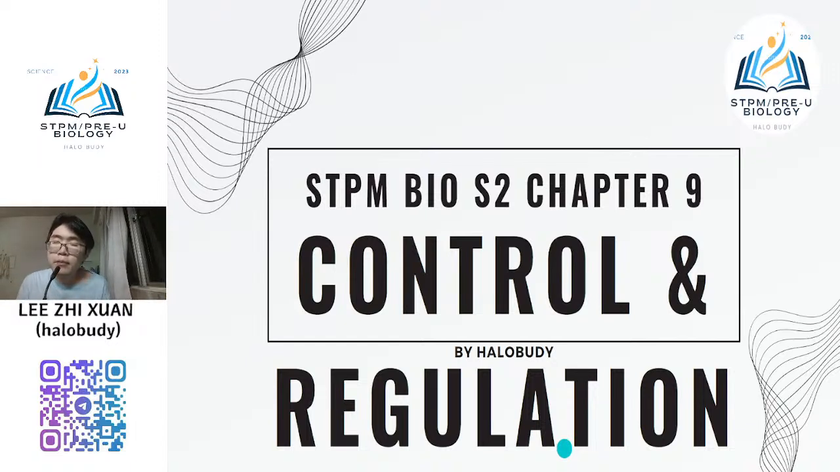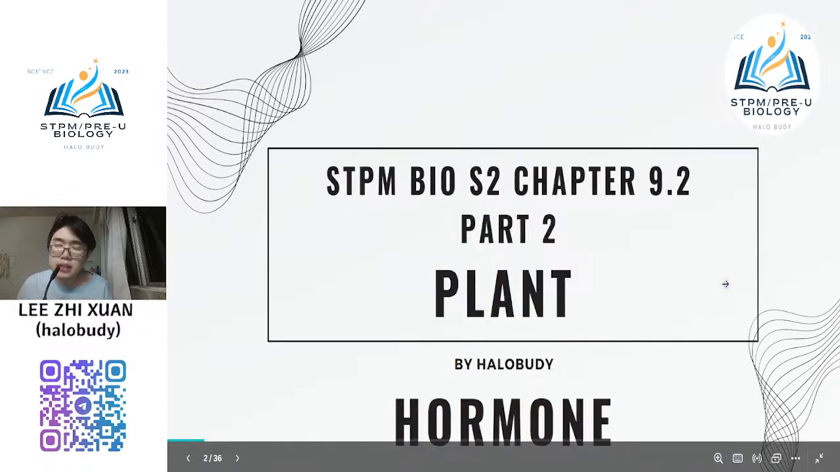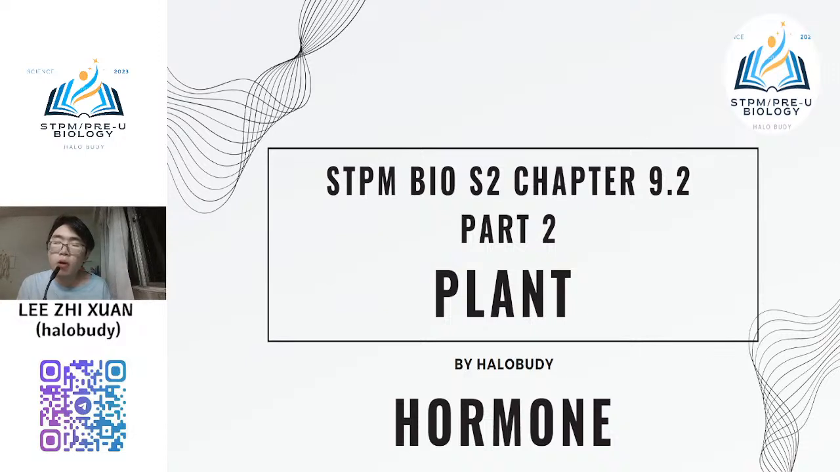So today we will finish up chapter 9, control and regulation, which will be the plant hormone topic. Last week I already covered the nervous system and also the animal hormone, the human hormone too, the mechanism about the steroid and non-steroid hormone. So today we will focus on the plant hormone.